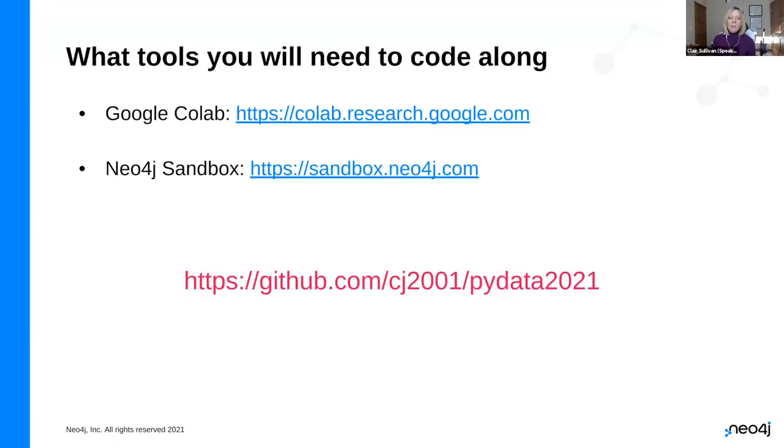If you would like to code along today, we're going to be using Google Colab, and I'll show you how to get it set up here in a minute. It's a nice platform, very similar to Jupyter Notebooks if you've never used it. We're also going to be creating a free graph database on what we call the Neo4j sandbox. A lot of graph databases out there provide a free way to interact with them. This is the one we're going to be using. I'll show you how to set it up.